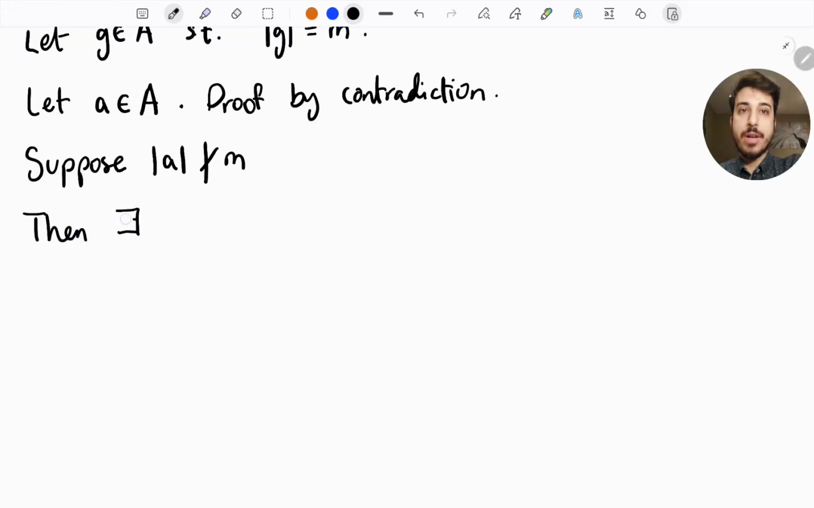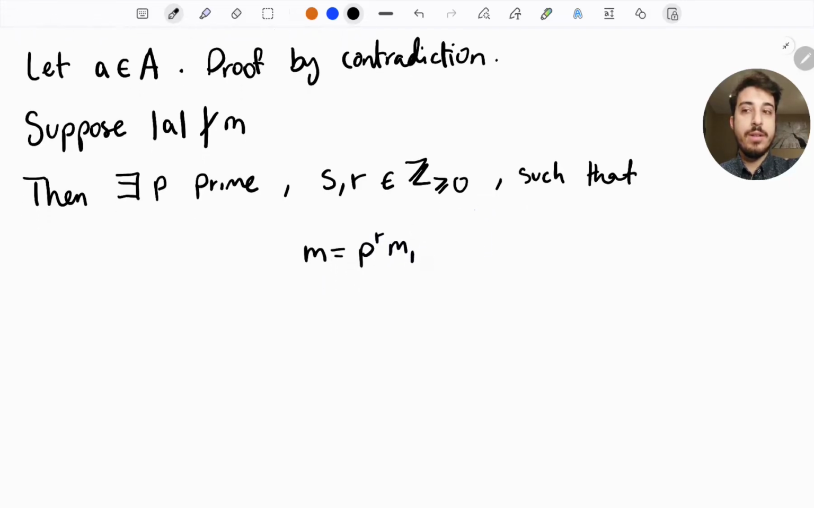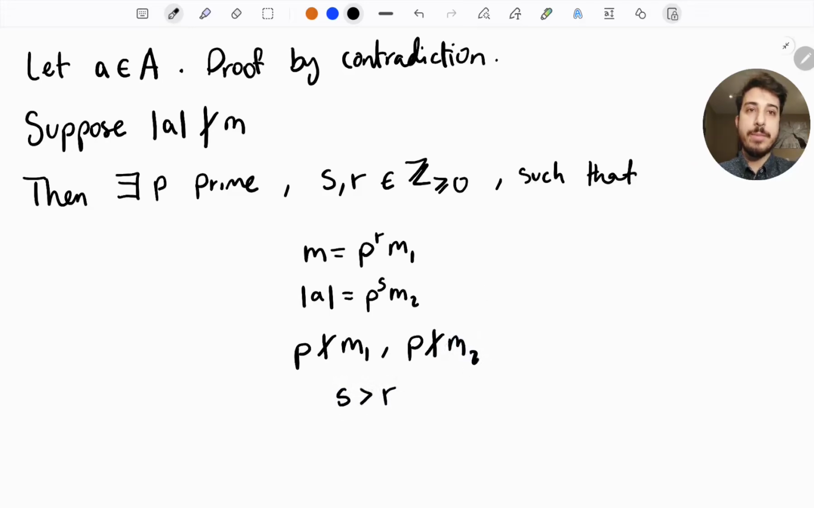there exists a prime p, there exist integers s and r, which are non-negative, such that M is equal to p to the r times m1. The order of a is equal to p to the s times m2, and p does not divide m1 and neither m2, and s is bigger than r strictly.